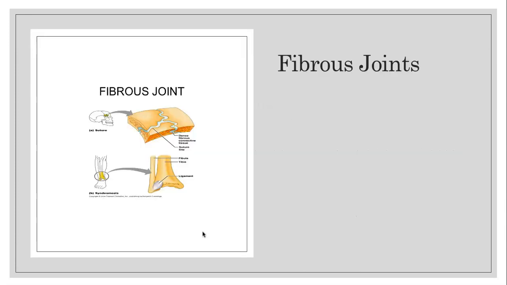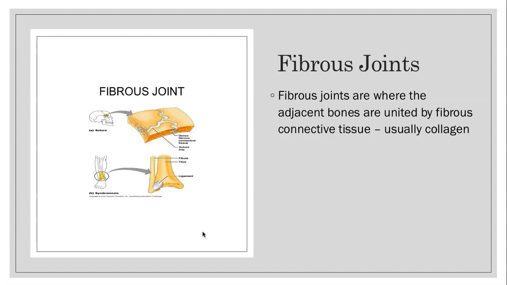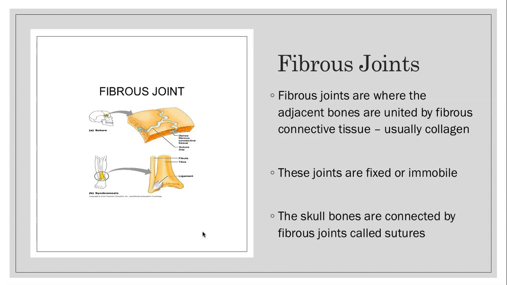The first example are fibrous joints. Fibrous joints are where adjacent bones are united by fibrous connective tissue, mainly collagen. These joints are going to be fixed or basically immobile, and you can see an example on the left. The sutures that connect the bones in your skull, you probably wouldn't want those to move because they need to protect your brain. And so, once again, those are called sutures.